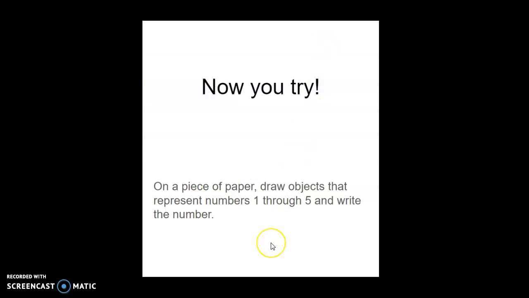Now you try. On a piece of paper, draw objects that represent numbers 1 through 5 and write the number.